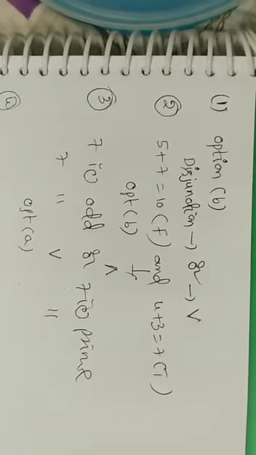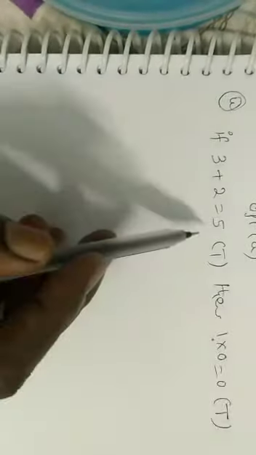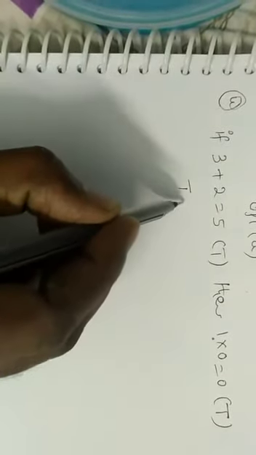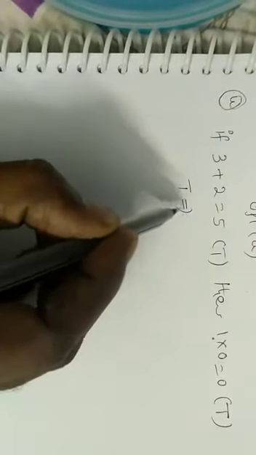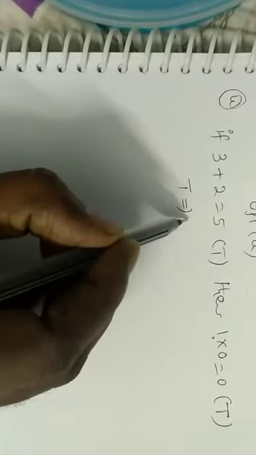Next, fourth problem. The truth value of: if 3 plus 2 is equal to 5, then 1 into 0 is equal to 0. What about the truth value? If then means implication. If 3 plus 2 is equal to 5, it is true. Then 1 into 0 is 0, which is also true. So true implies true means true is the correct answer.